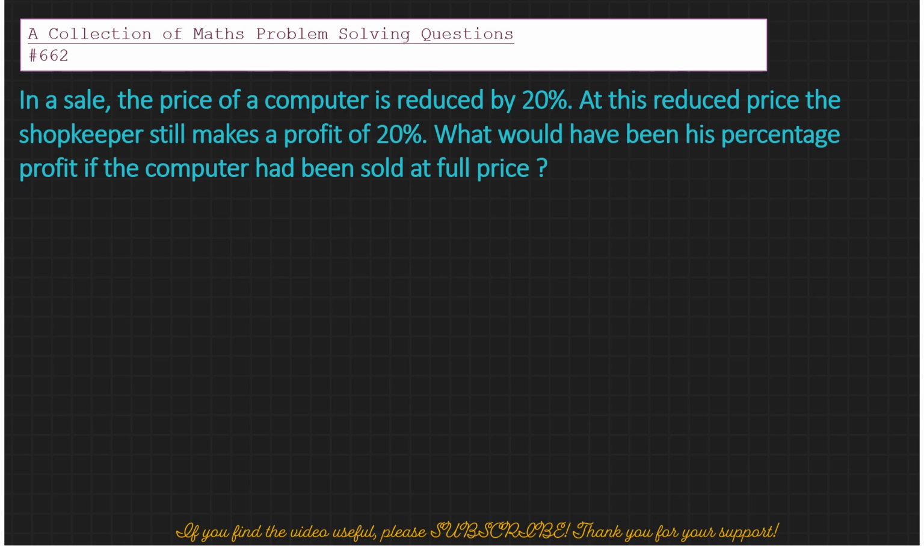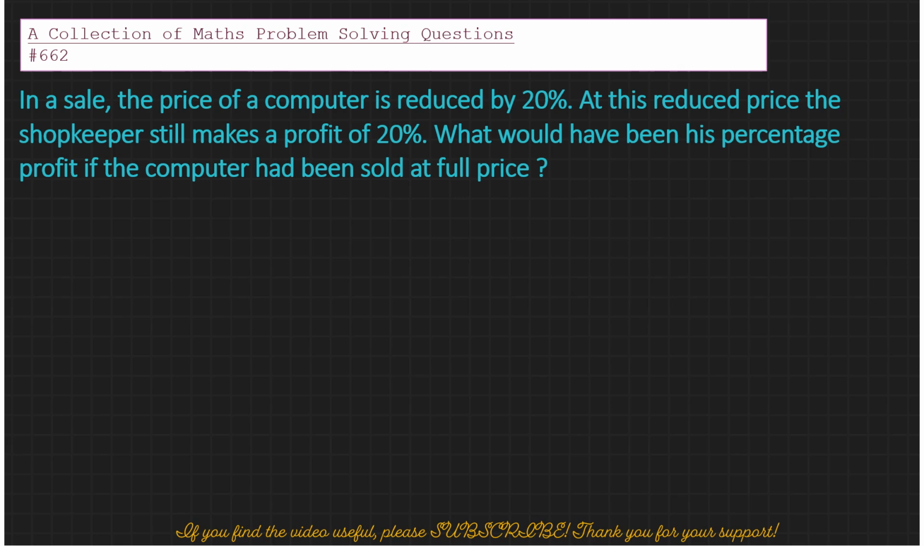In a sale, the price of a computer is reduced by 20%. At this reduced price, the shopkeeper still makes a profit of 20%. What would have been his percentage profit if the computer had been sold at full price?